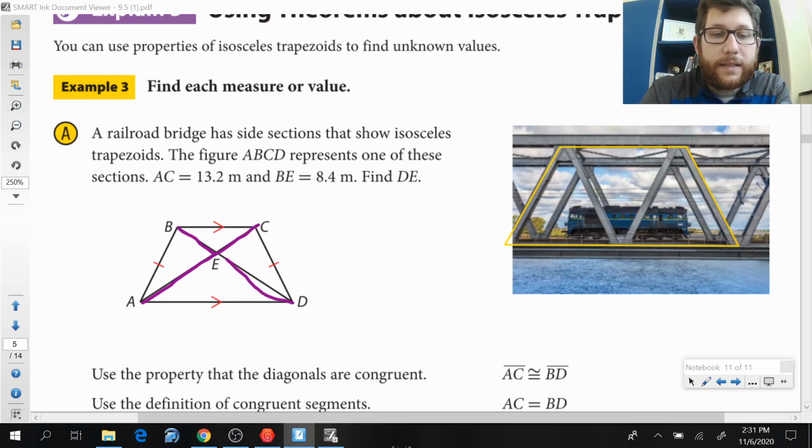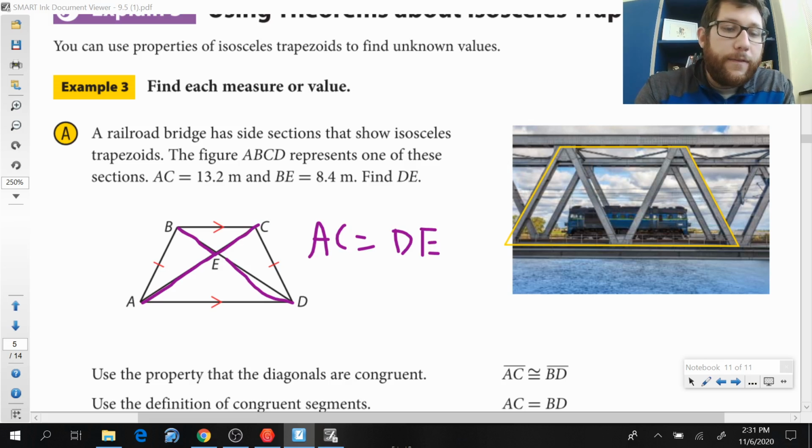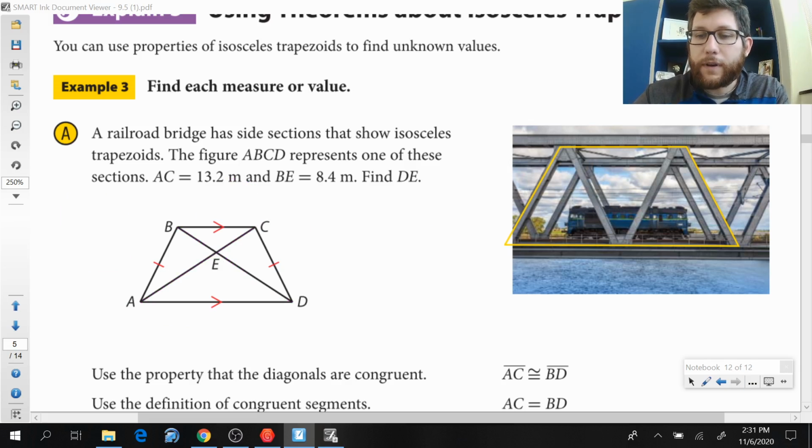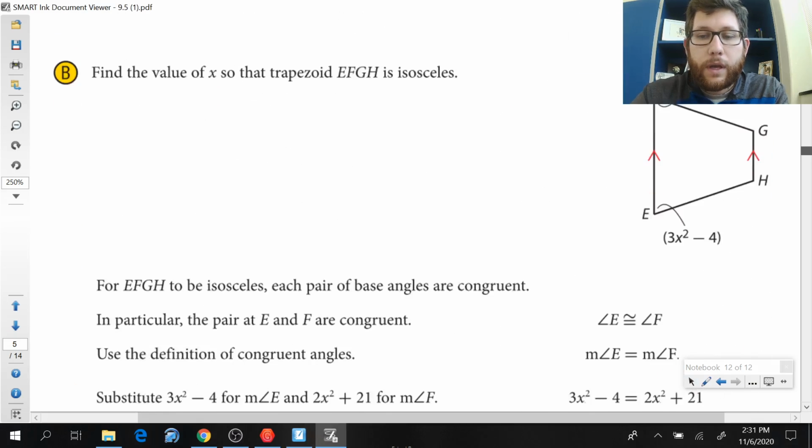Well, remember that AC is equal to DE, right? Diagonals are congruent in isosceles trapezoids. And then if this piece up here is 8.4, all I'm going to do is subtract 13.2 minus 8.4. All right? And that's going to come out to something like 4.8. That is going to be that piece right there. All right, so that should be pretty simple. You should be able to solve any problems with diagonals. They should be pretty straightforward.